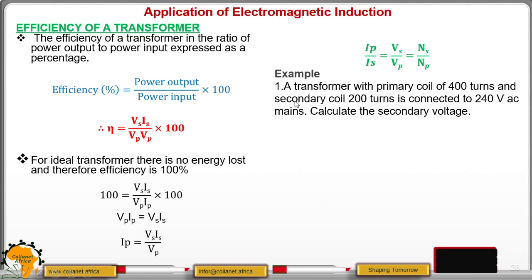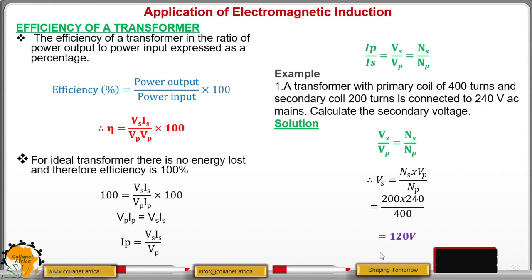We move to an example. A transformer with a primary coil of 400 turns and a secondary coil of 200 turns is connected to 240 volts AC mains. Calculate the secondary voltage. We proceed as follows. Vs over Vp is equal to Ns over Np. This is from the definition of turns ratio. We want to get Vs. So Vs will be Ns multiplied by Vp divided by Np, and then you substitute the values that are given. You will find that the voltage Vs is equal to 120 volts.